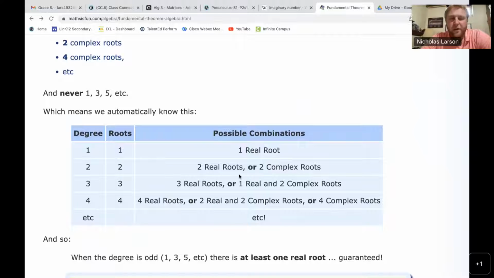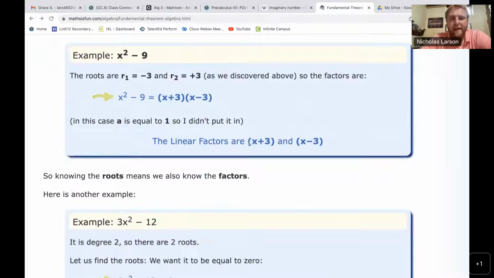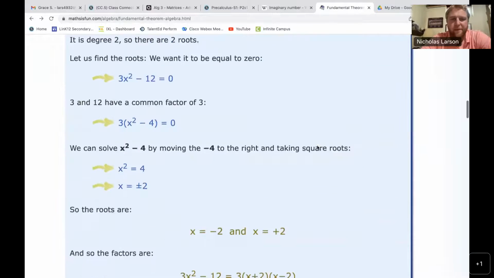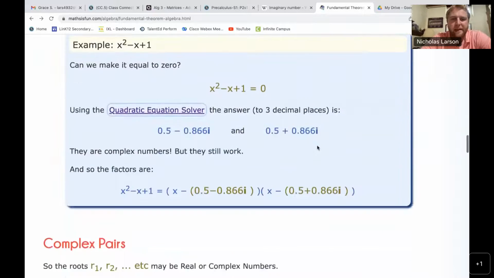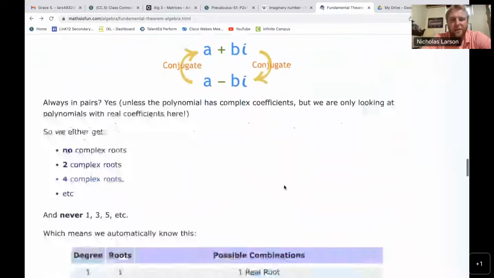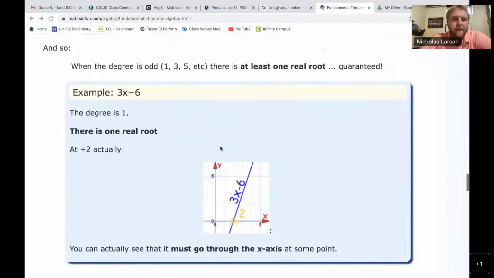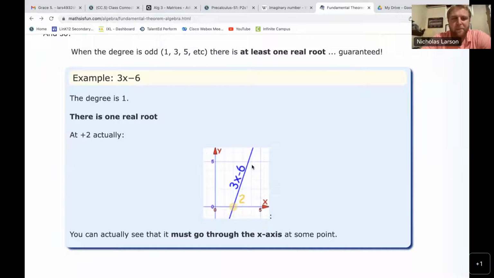Degree of 2 is quadratic. We either have 2 real roots or 2 complex roots. So again, the example, x squared minus 9, it had 2 roots at 3 and -3. They were real. This example right here, we had 2 complex roots because again, it did not touch that x-axis. All right, again, here's that linear example, 1 real root.